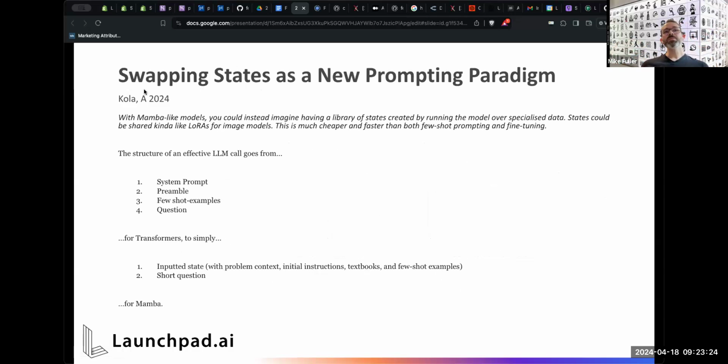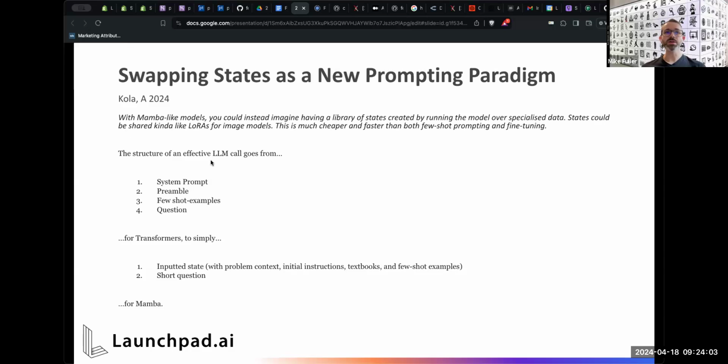And another interesting point they mention about how these models could be used is that instead of having different prompts that you use, you could have different state spaces. You could have a library of state spaces, each from a model trained on specialized data. So they could be shared like LoRA adaptive layers for models, which is much cheaper and faster than few shot prompting and fine tuning.